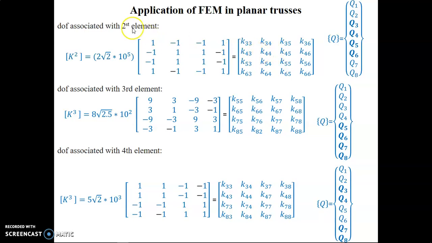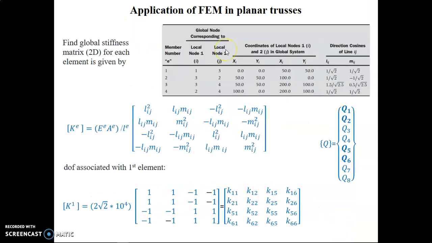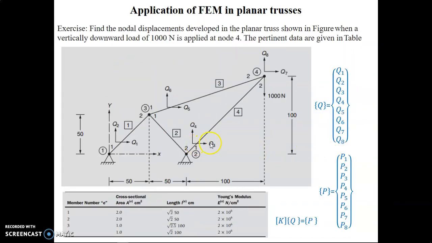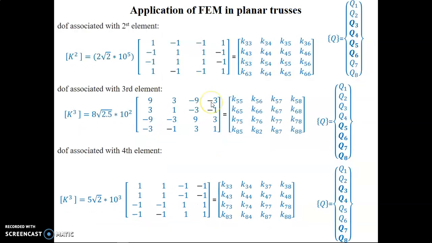The second element is formed by connecting the second and third node, and in the second and third node we have degrees of freedom Q3, Q4 and Q5, Q6. Accordingly we will be obtaining the stiffness matrix. For this second element we will be using the direction cosines Lij and Mij, and we will be numbering the coefficient matrix as K33, K34, K35 and K36, meaning I will be varying from 3 to 6, that is 3, 4, 5, 6, and J will also be varying from 3 to 6.